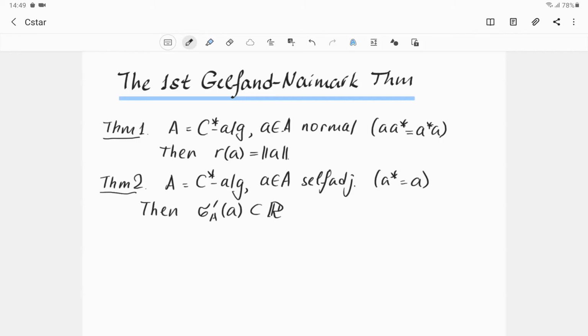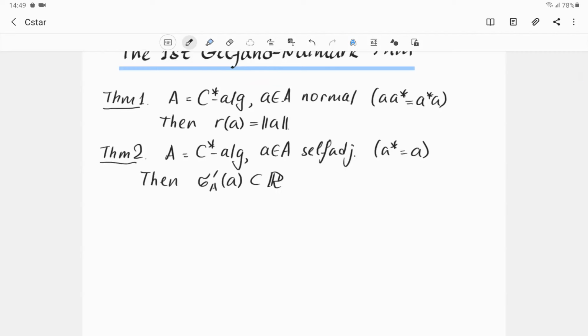Okay. It will be convenient to introduce a special notation for the set of all self-adjoint elements. The set of all self-adjoint elements will be denoted by A_SA. That is the set of all self-adjoint elements in A. And it's clear that this set is a real vector subspace of A. Of course, it is not a complex vector subspace. When we multiply a self-adjoint element by a complex number, the result will be self-adjoint only if we multiply by a real number. So it's a real vector subspace. Clearly, it is closed in A.